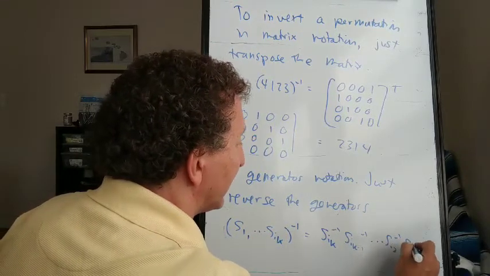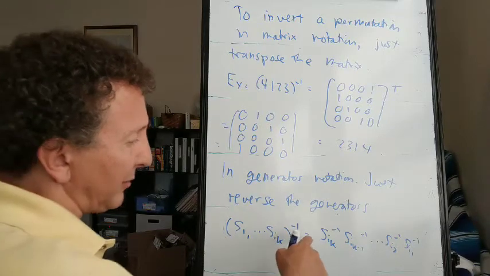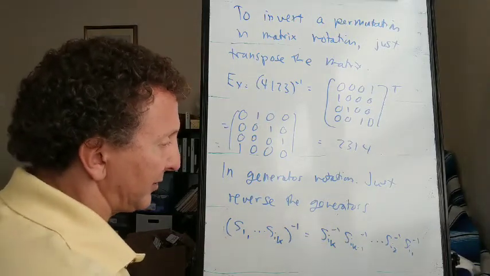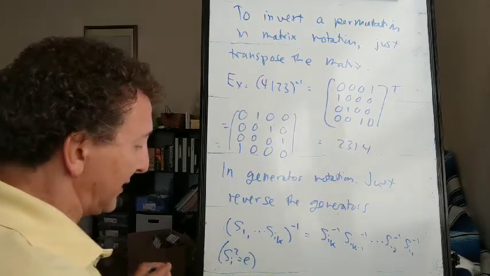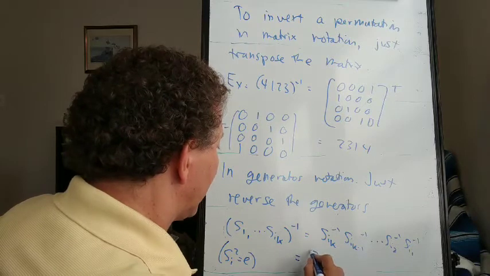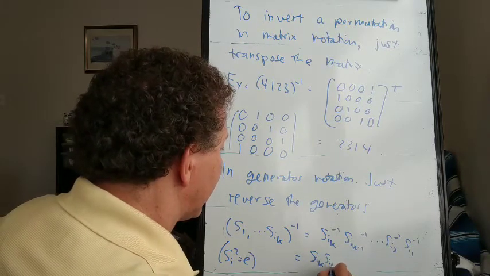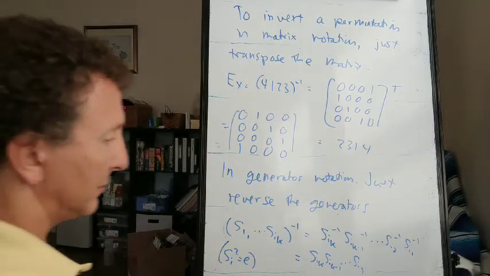S_i2 inverse, S_i1 inverse. But all of these generators S in the symmetric group satisfy the generator squared as the identity. So each of them is its own inverse. So you just have to write S_ik, S_i(k-1). Just write the generators backwards and you're done.